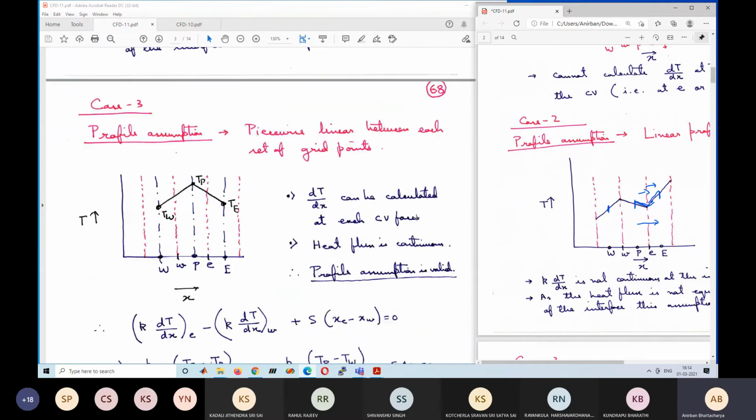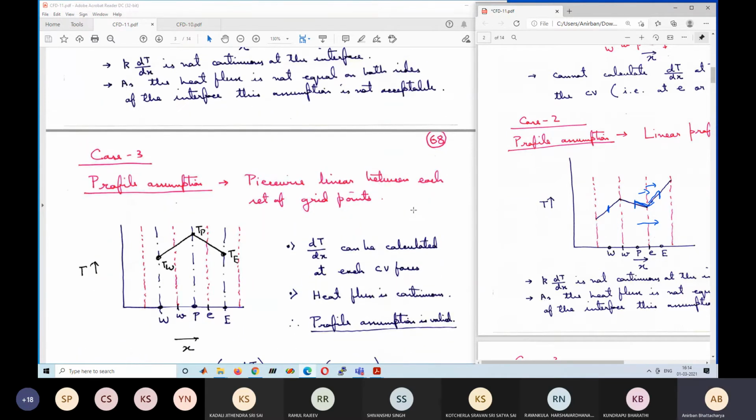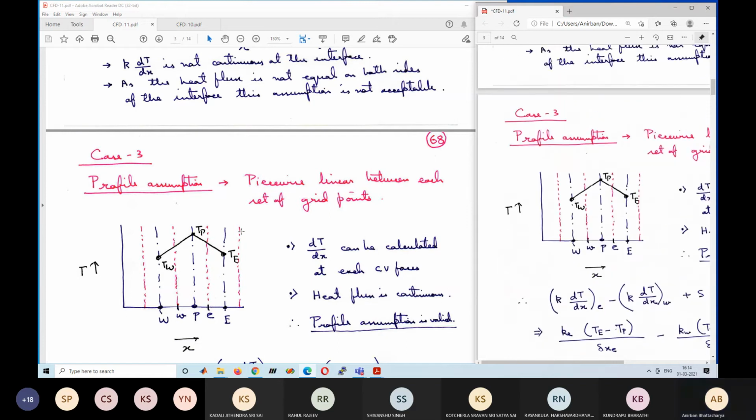So we will go into the third type of assumption. Now we will assume that it is piecewise linear between each set of grid points, not in the control volume. In the control volume it can be discontinuous, but between the grid points it is linear. For example, from P to E, it is a single line. Similarly, from W to P, it is a single line. So for the grid, it actually looks like this.